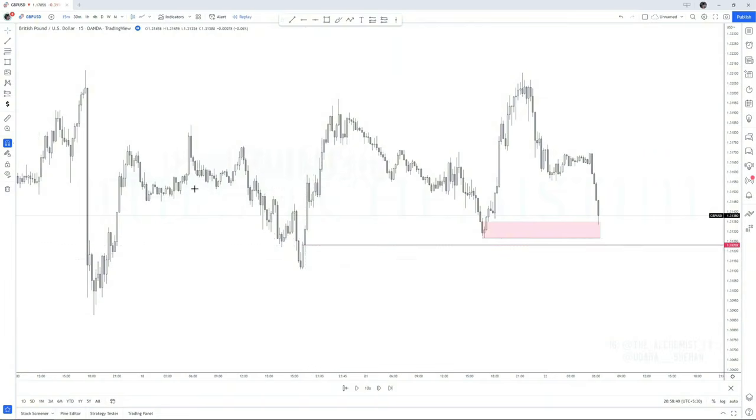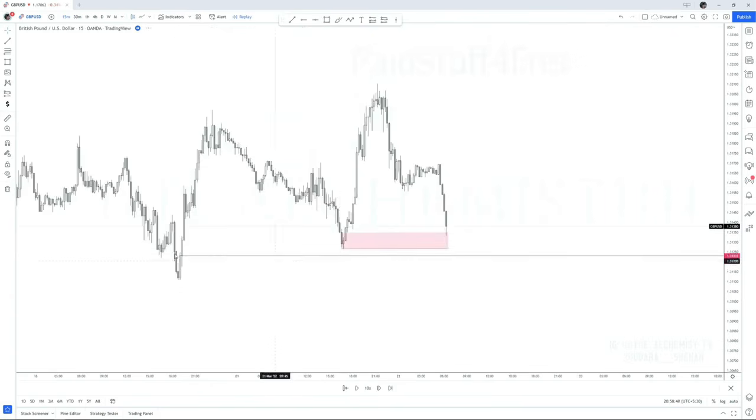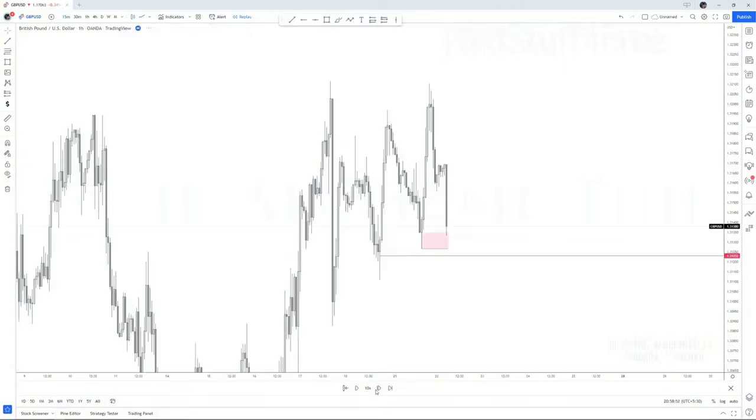I'm not going to do huge refinements. I'm not going to take this 4-hour rejection block and then move it all the way down here. No, that's too much. Just a slight refinement. So you can buy it with your stop loss below the 50-minute rejection block. So what happens?